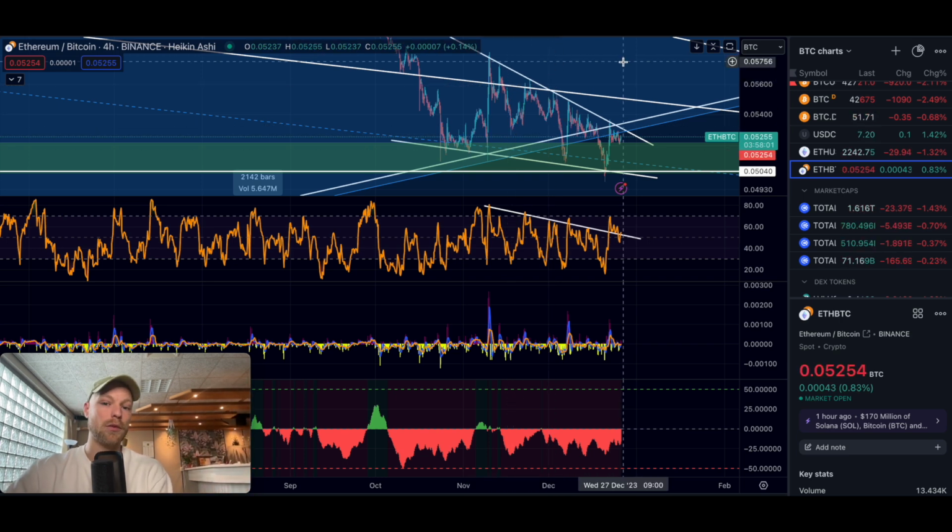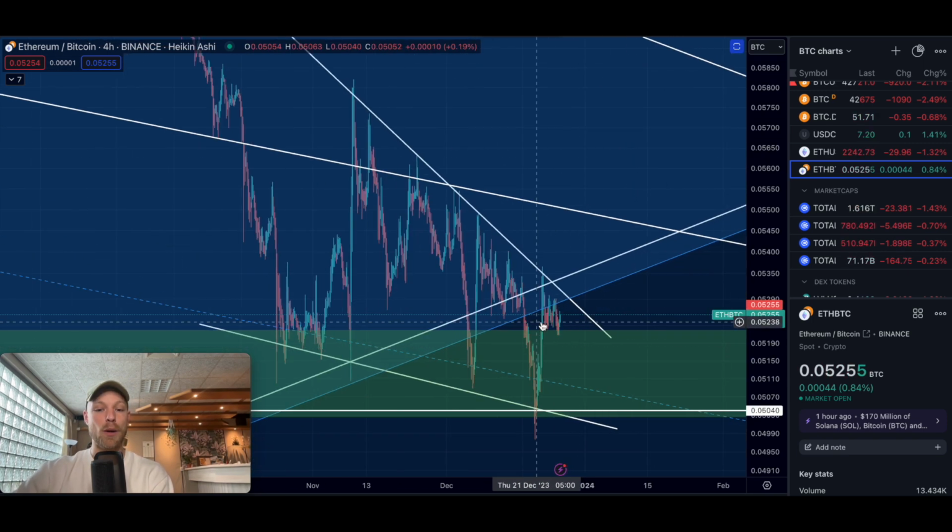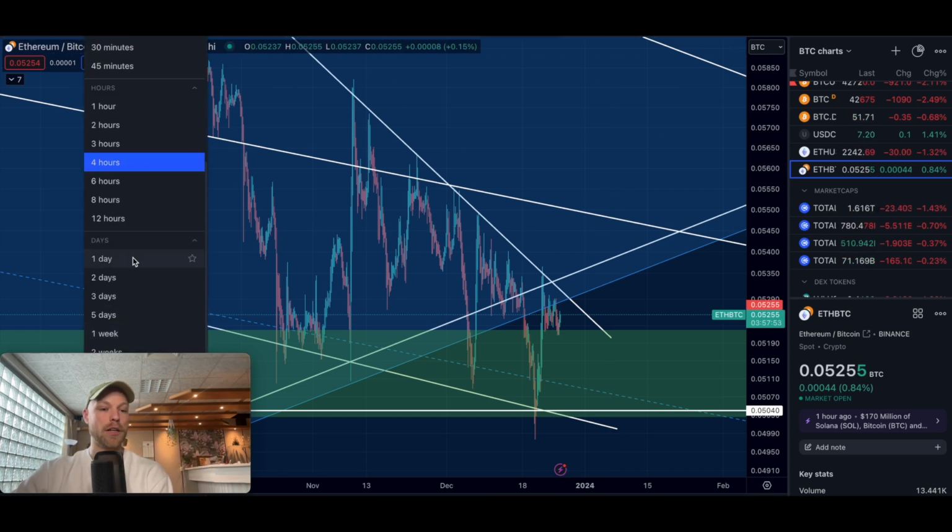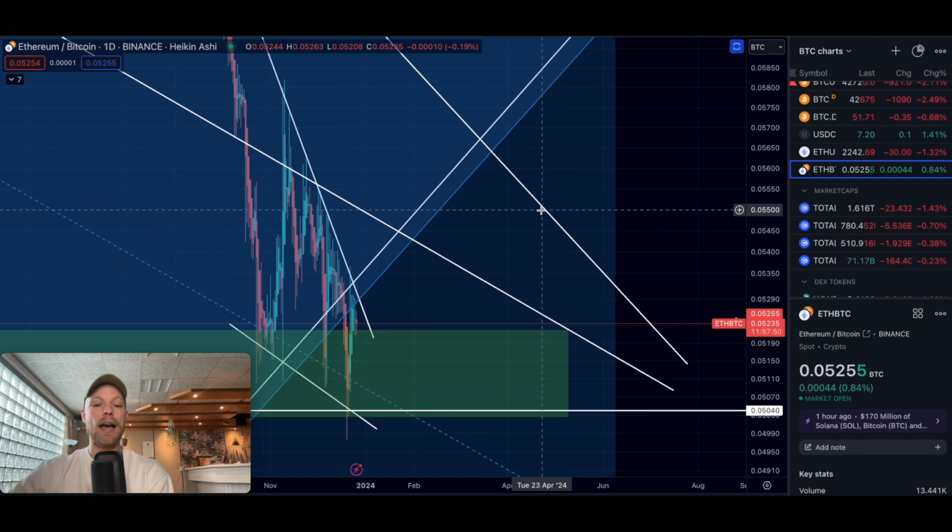And the good part right here is we might be at the edge of a breakout to the upside, which would be very, very bullish for Ethereum against Bitcoin. And that still could mean that both of them could go down slightly in US dollars, but that Bitcoin just goes down harder in US dollars.